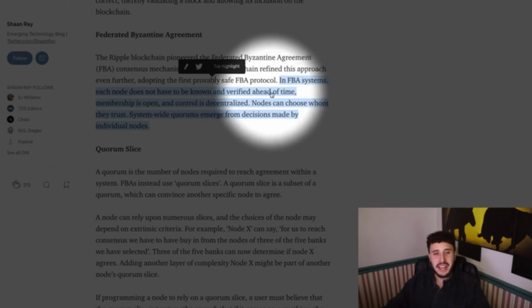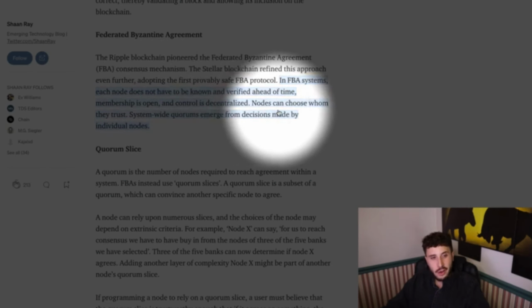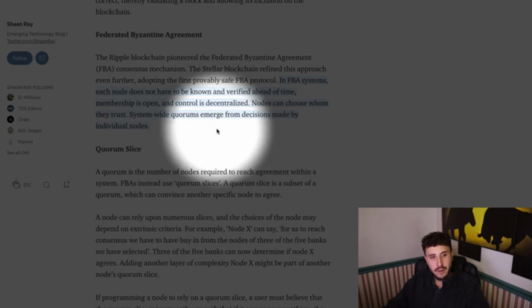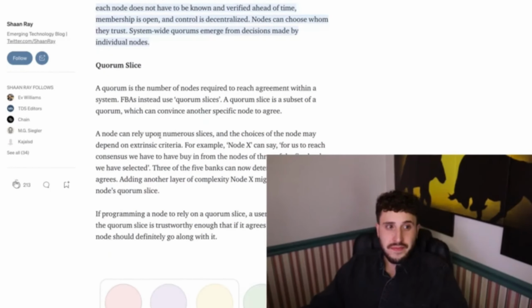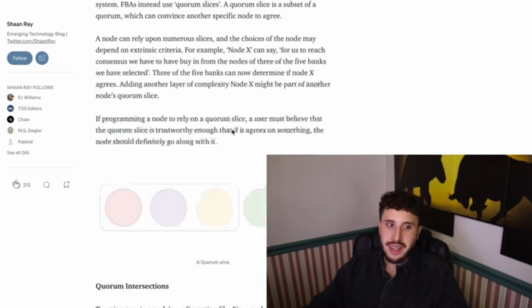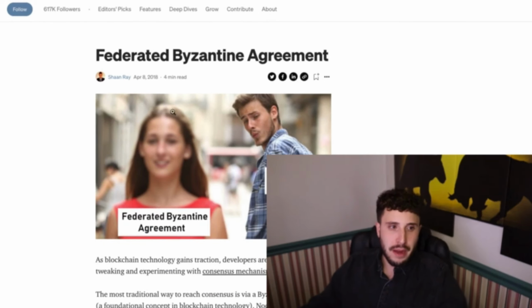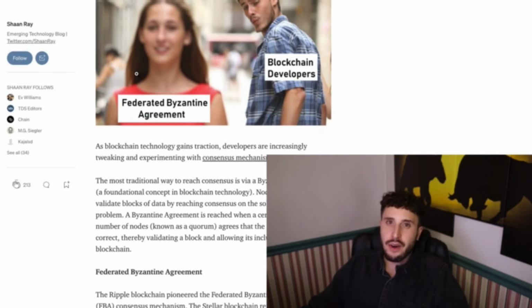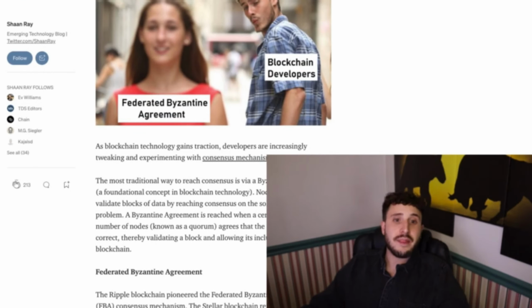Guys, in FBA systems, each node does not have to be known and verified ahead of time. Membership is open and control is decentralized. Nodes can choose whom they trust. System-wide quorums emerge from decisions made by individual nodes. They're solving the blockchain trilemma. So they're making it decentralized. They're making it scalable. They're making it secure. So it's exactly what you want to see. And the ancient problem that we learned about, the Byzantine problem, is now being solved as we speak, thousands of years later. So that is it, guys, for consensus mechanisms. I'll see you in the next video.